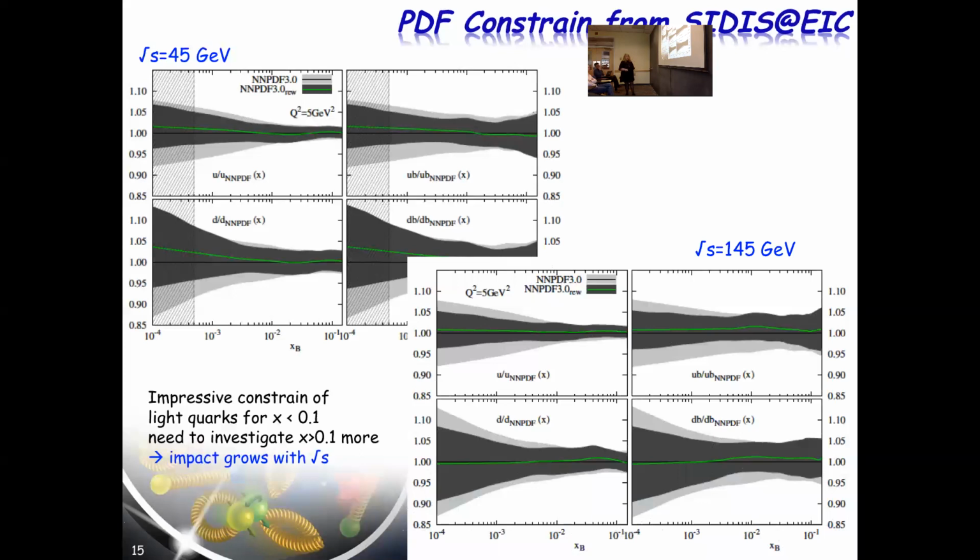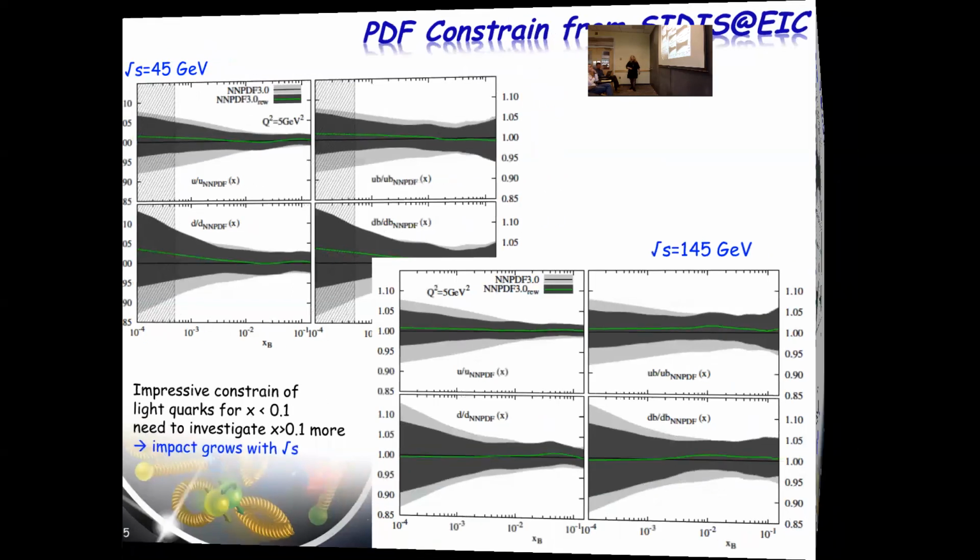It could be better, but what you can definitely see, there's impressive impact, and I show you one more which has impressive impact for the light quarks at the smaller X, so X smaller than 0.1, and the impact grows with square root S. So if you have the full energy range, it grows.